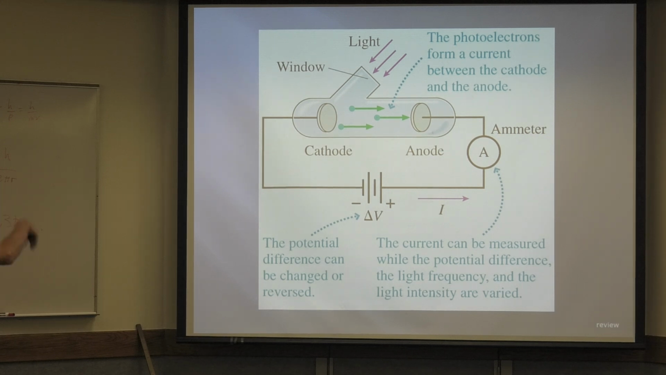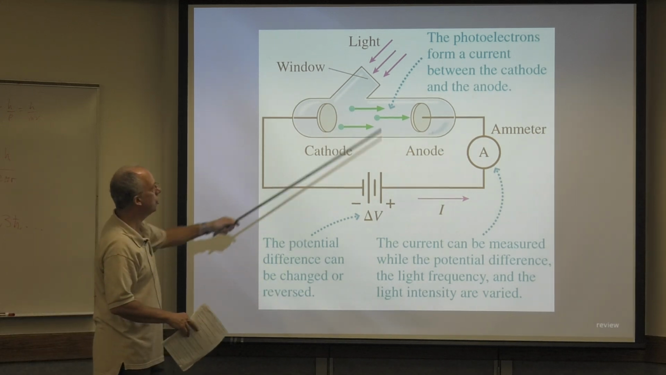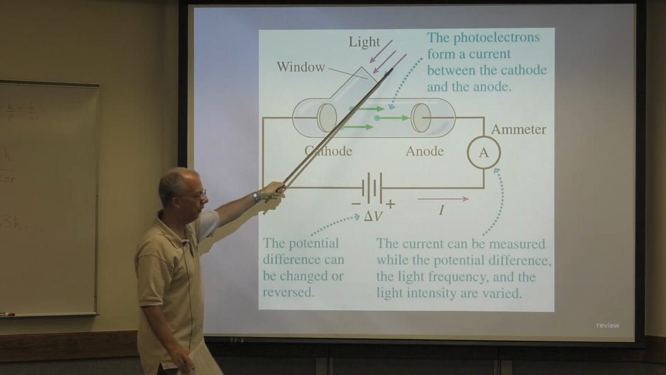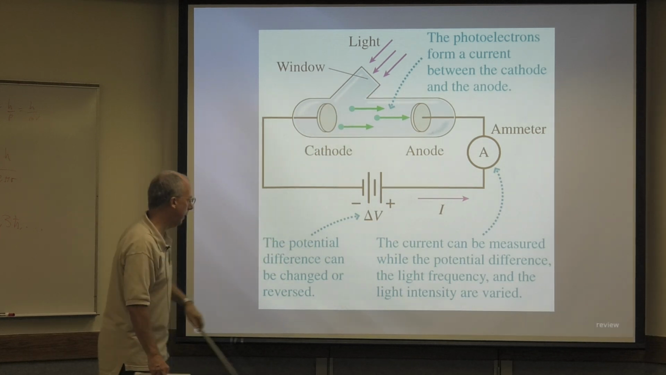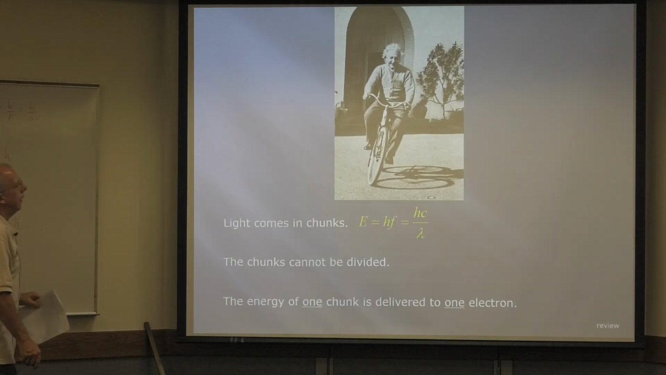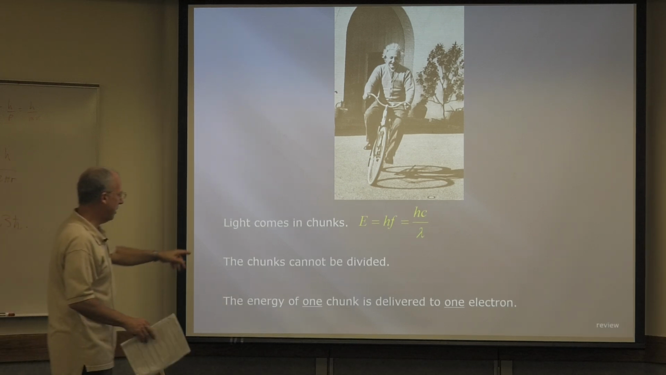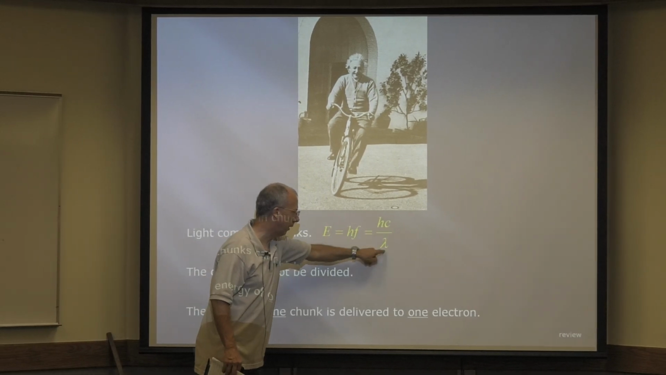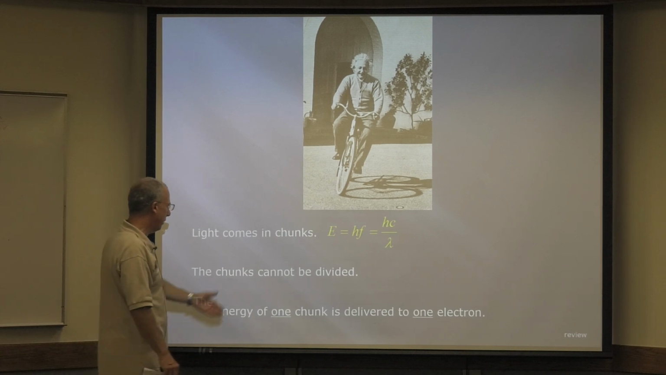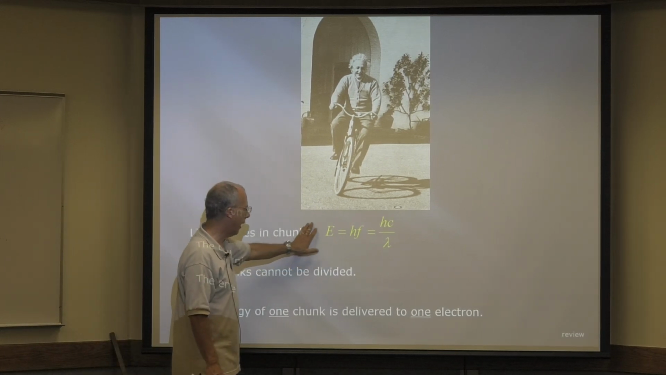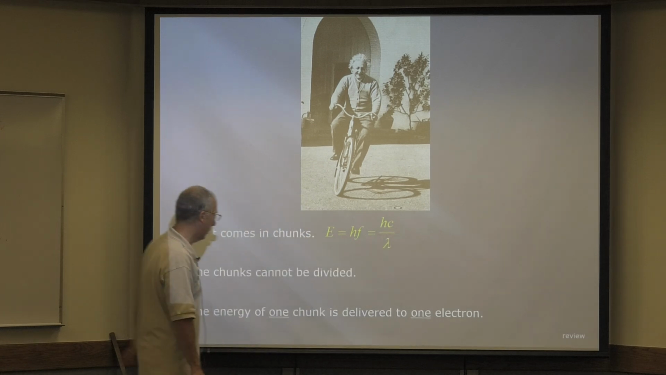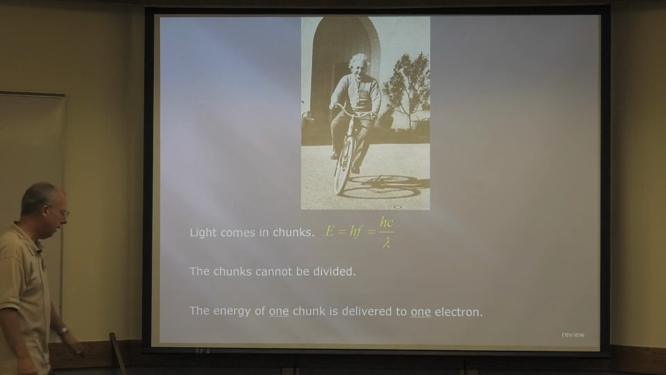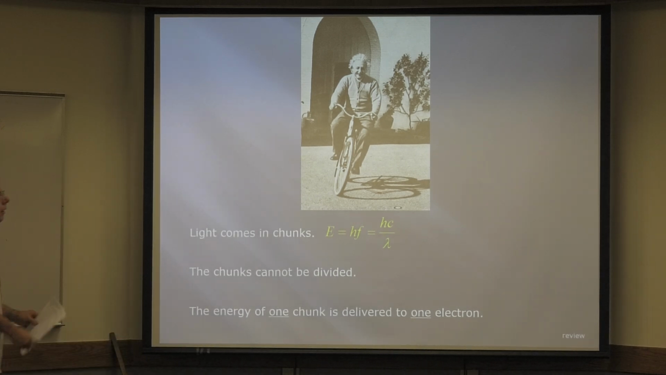Okay, so there's the photoelectric effect again, where you shine light on a metal. If the light has a frequency above the threshold frequency, the electrons are emitted. And Einstein explained it by saying light comes in chunks with this energy, hf, but f equals c over lambda. So again, this is a crazy formula because you're talking about energy of chunks having a wavelength. Chunks can't be divided like dirt. A piece of dirt is a piece of dirt. You can't have half a piece of dirt. The energy of one chunk is delivered to one electron.